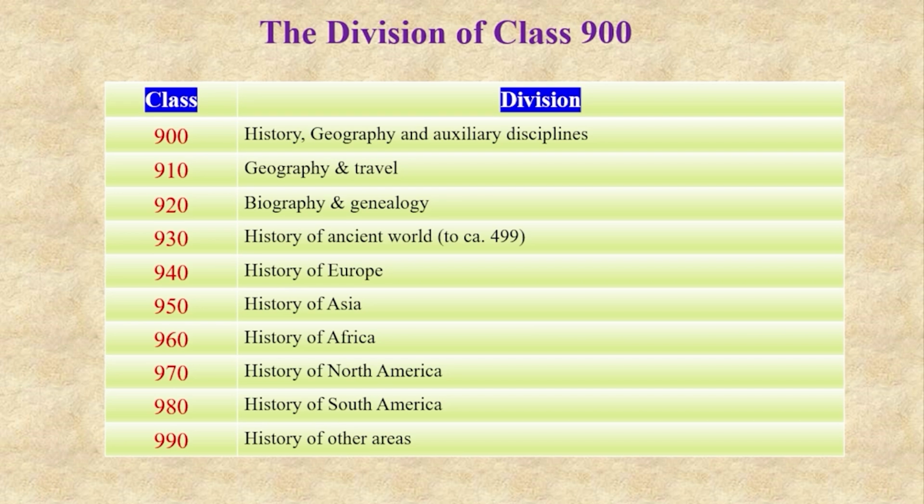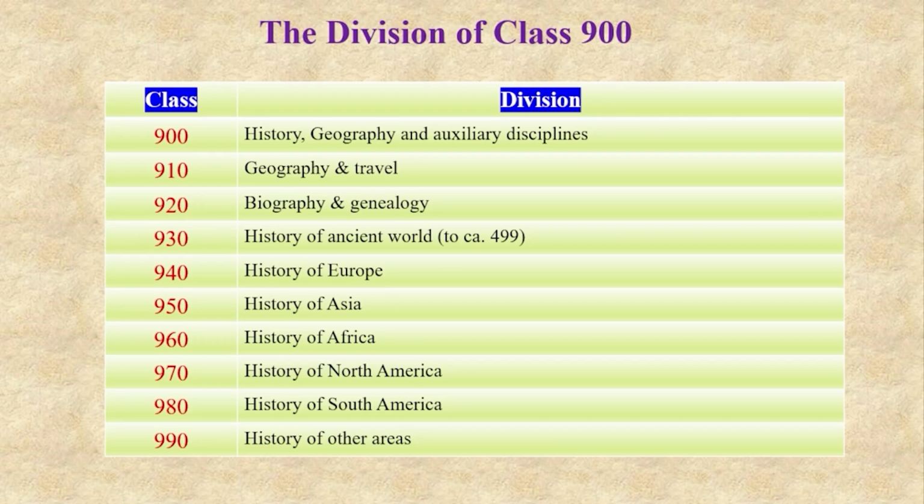Class 950 to 959 covers the history of Asia divided by region. Each region has its unique historical focus, that is China, Japan, India, Middle East, etc. It covers both ancient civilization and modern geographical developments. It also includes colonial history, cultural transformation and political movements.